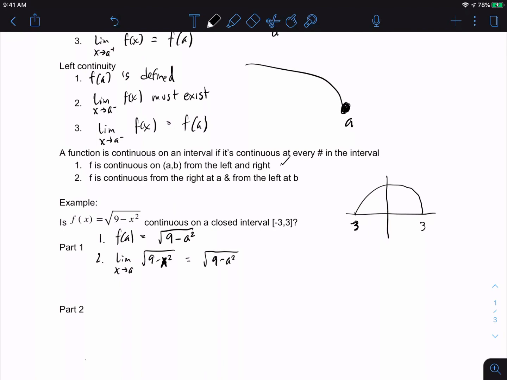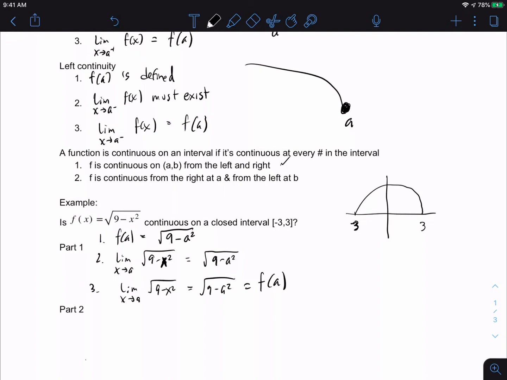Well, the third step was to show that they're equal. Are they equal? It is equal, right? So I know that the limit as x approaches a of the root of 9 minus x squared is equal to the root of 9 minus a squared, which is equal to f of a. So that's telling me they're both equal to that. So this thing is continuous between -3 and 3. Agreed?